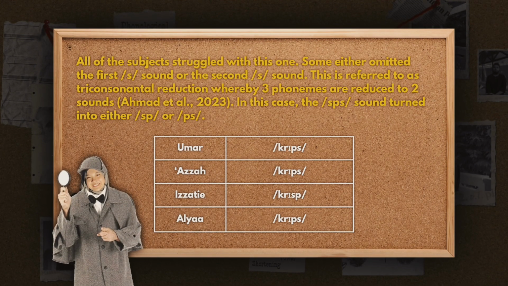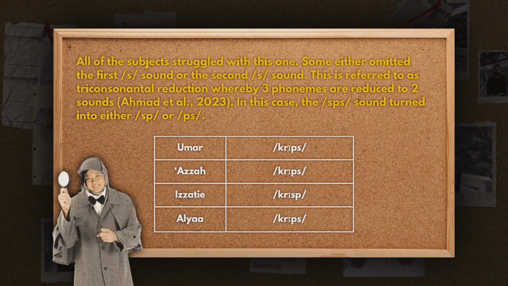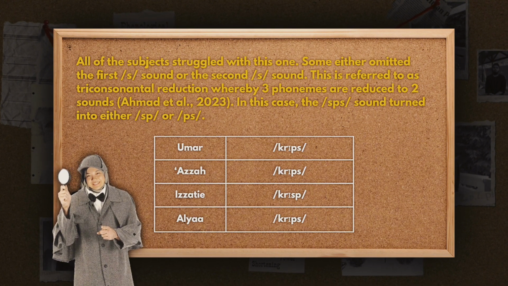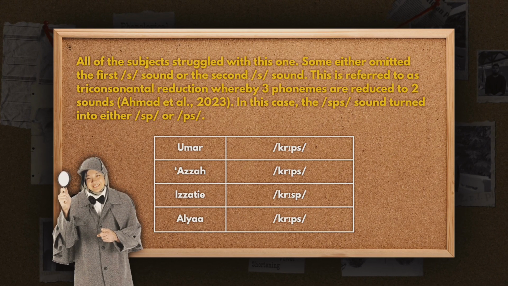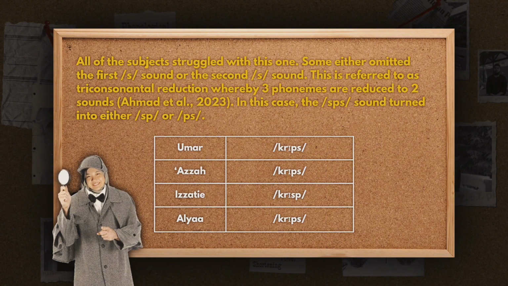Tips. Crips. All of the subjects struggle with this one. Some either omitted the first sound or the second sound. This is referred to as triconsonantal reduction, whereby 3 phonemes are reduced to 2 sounds. In this case, the sound turned into either s or ps.